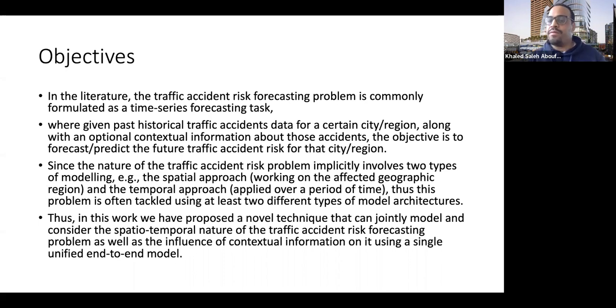In this work, however, we formulate a new formulation for the problem, and we tackle it using a single unified model that can account for this spatio-temporal nature, and can also accommodate additional information such as the contextual information around the accidents.